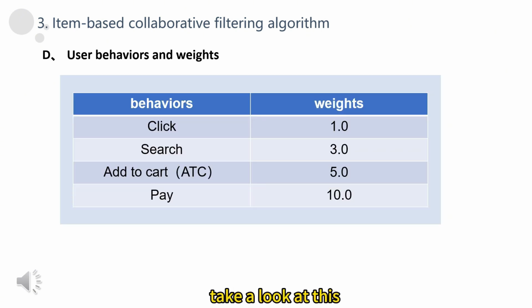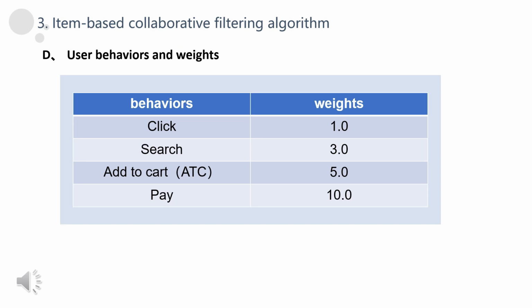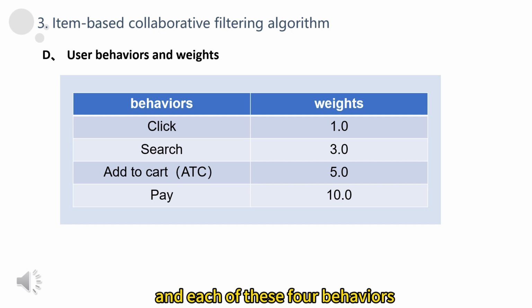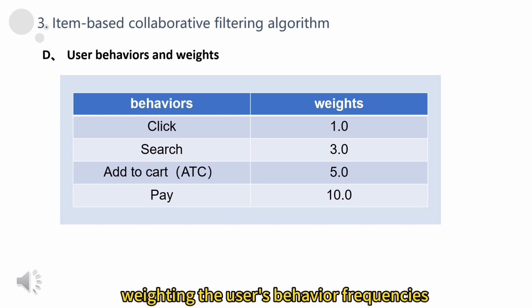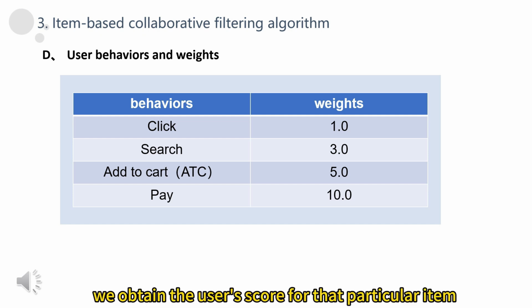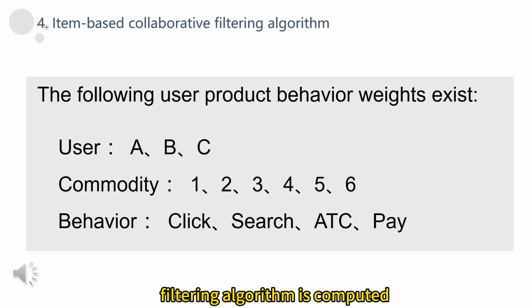Take a look at this. Here we have a display of rating table. The platform's backend keeps track of 4 aspects of users' data, and each of these 4 behaviors corresponds to a different weight. These weights are calculated by weighting the user's behavior frequencies, and as a result, we obtain the user's score for that particular item. Let's walk you through how item-based collaborative filtering algorithm is computed.